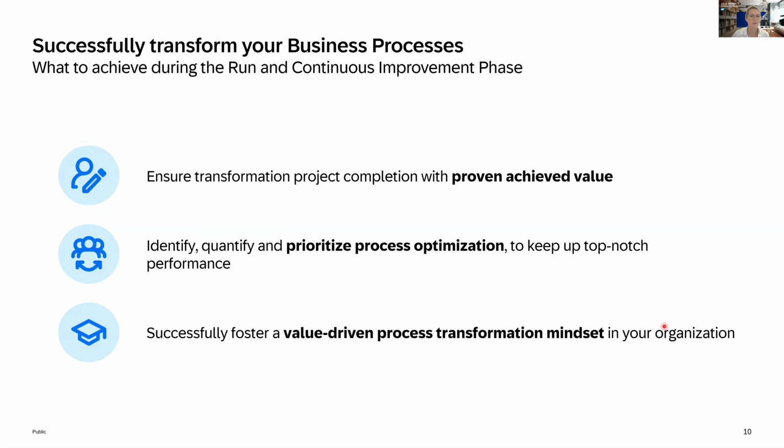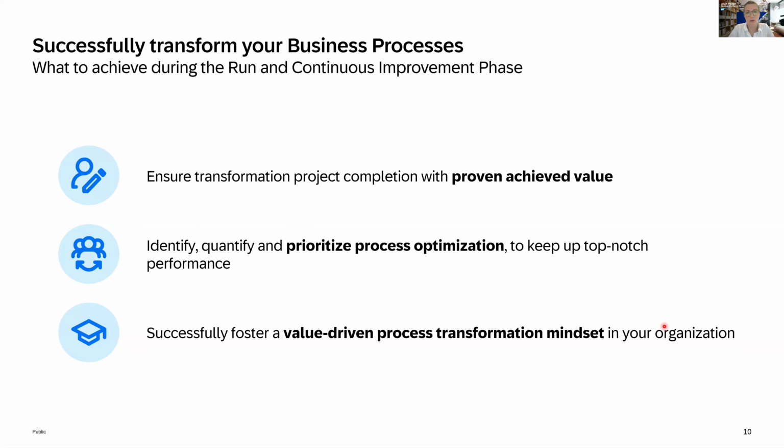The second objective is to make the top-notch performance stick. Once we can provide the achieved value, we must ensure that it stays. Even though some circumstances might change after the transformation project, you have to make sure that the realized value will persist. We can continuously realize value related to process management only if we identify bottlenecks or issues, quantify them, and then prioritize process optimization.